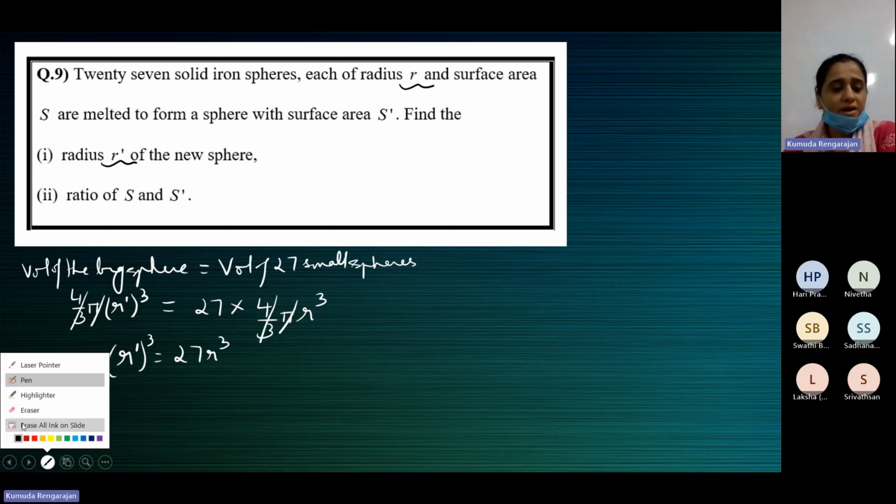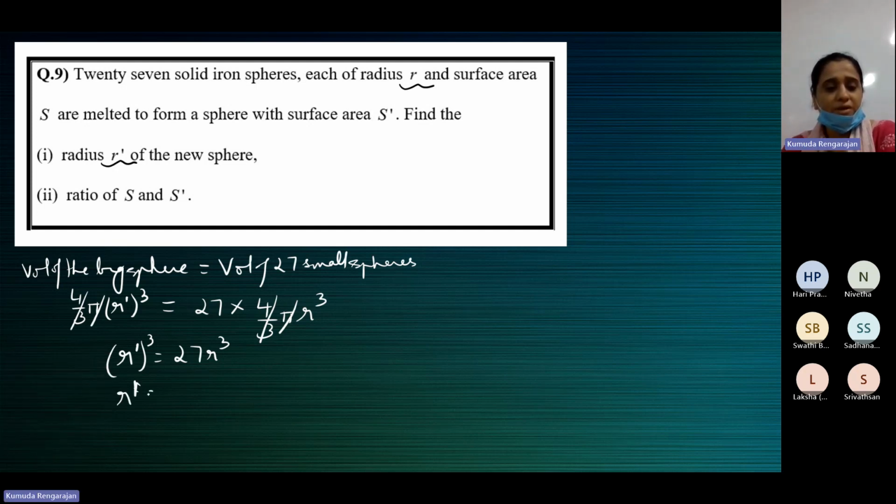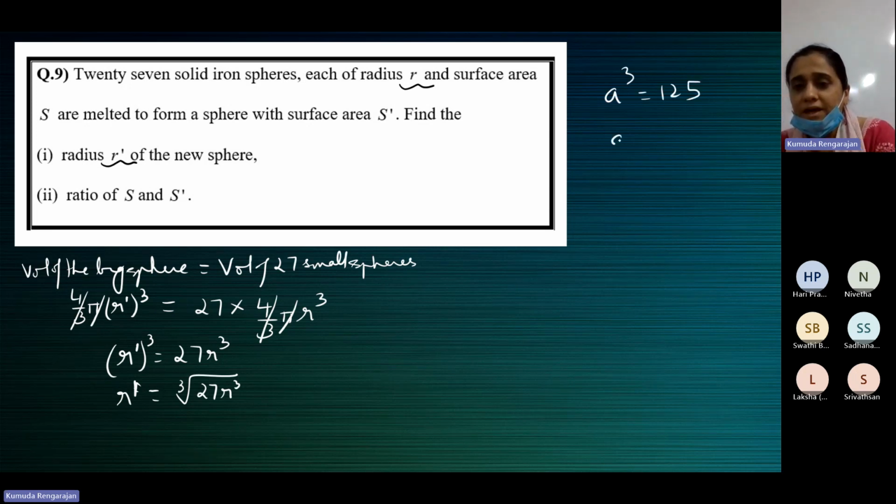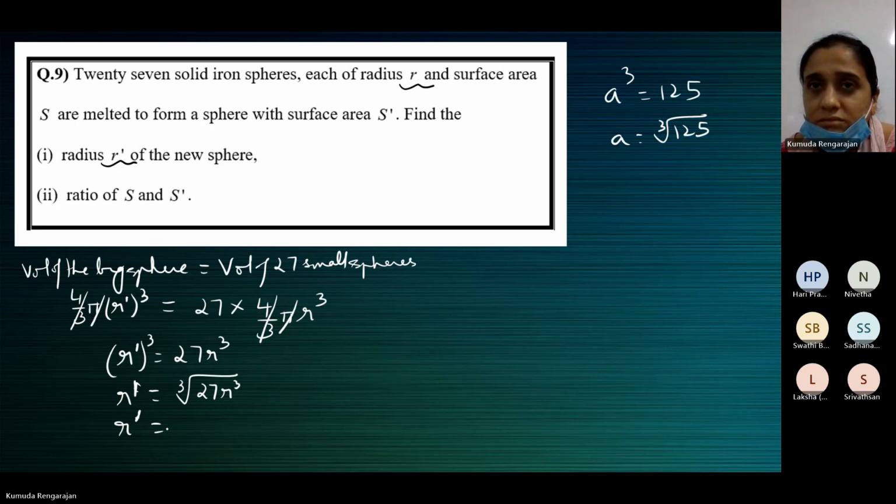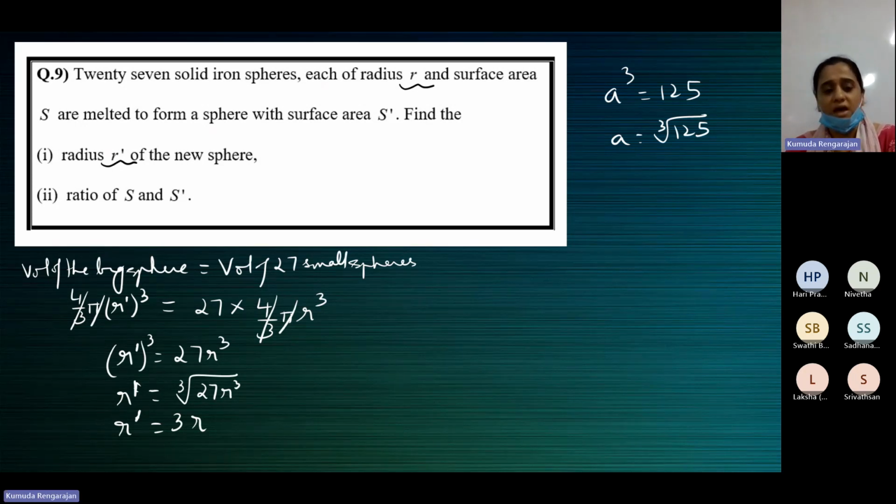So what is R dash? R dash will be equal to the cube root of 27 R cubed. Because if A cubed is equal to 125, A is equal to the cube root of 125. So R dash is equal to the cube root of 27 R cubed. So R dash is equal to 3R. Cube root of 27 is 3. And cube root of R cube is R, 3R. So this is the relation. The radius of the new sphere is equal to 3 times the radius of the small spheres.